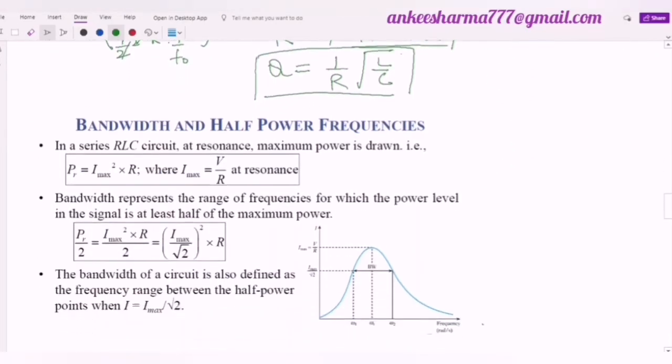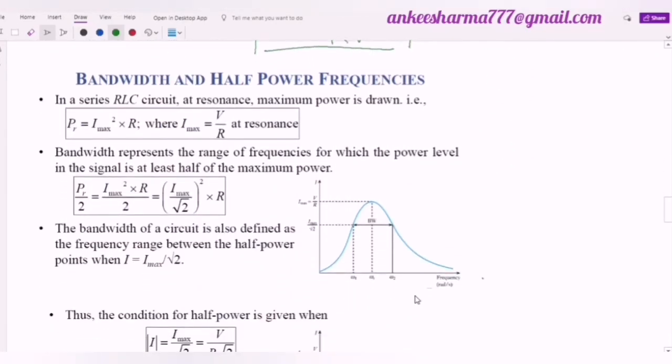Right. Now next to this is the bandwidth and the half power frequencies. Now this is a very important term, half power frequencies. In many interviews it is asked what do you mean by half power frequency and why they are called that. As the name shows, the power is being halved. It means if I have a power at one point P1 which is equal to half of the other power P2, then that point will be called the half power frequency.